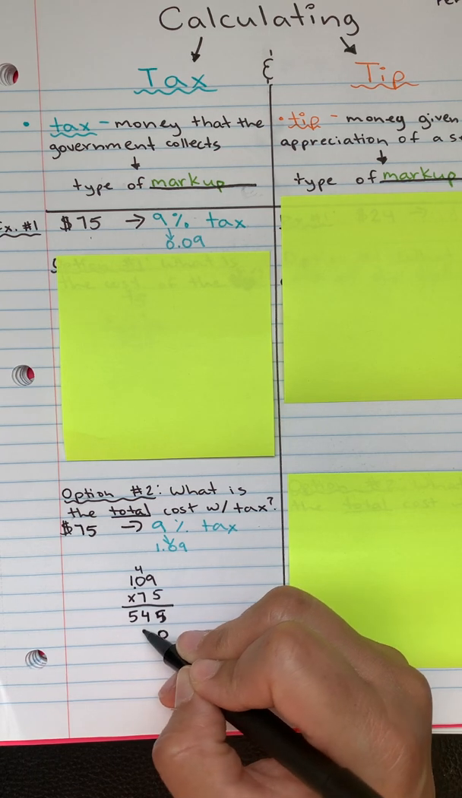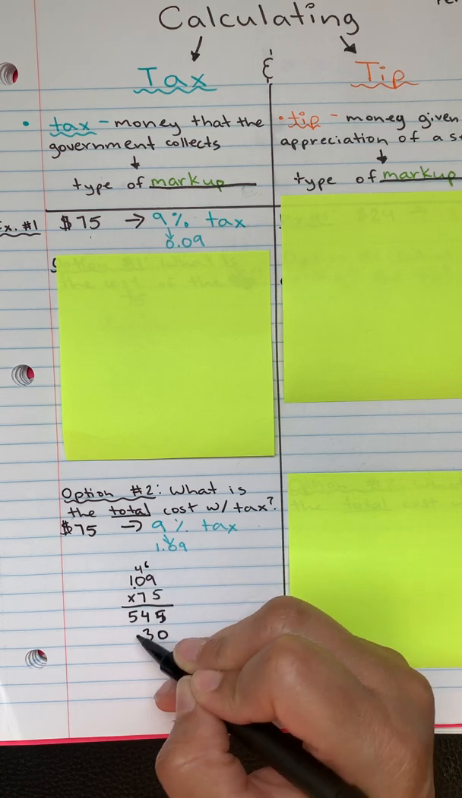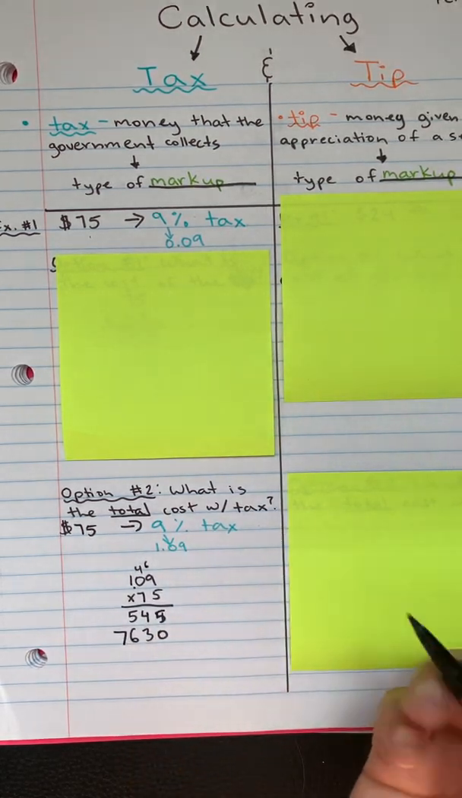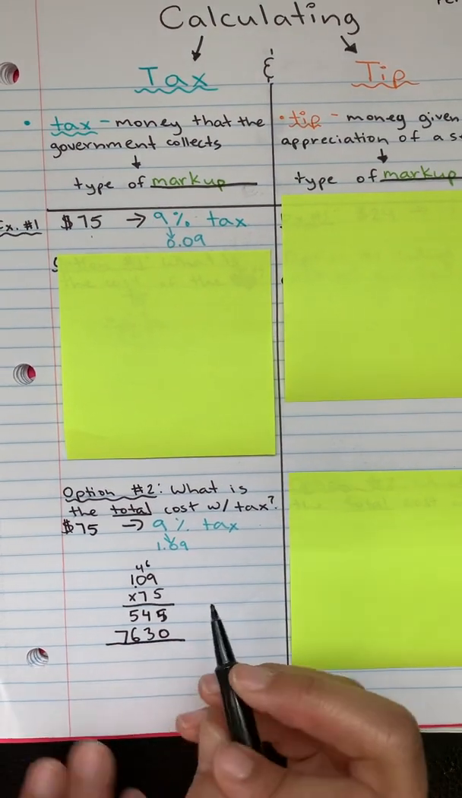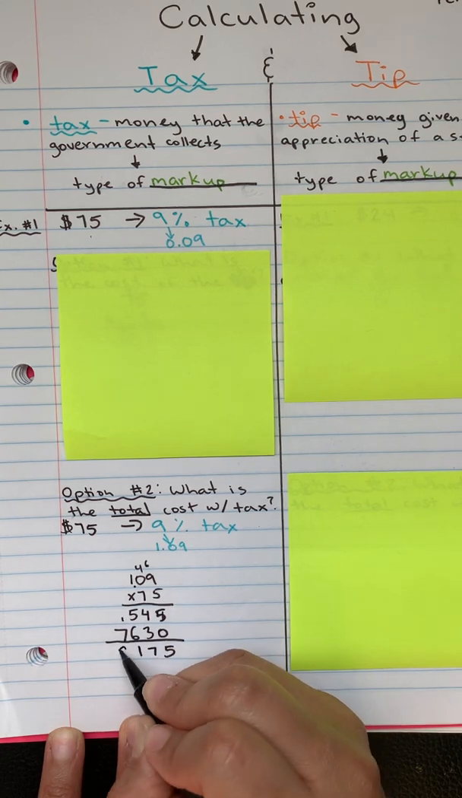7 times 9 is 63. 0 times 7 is 0. I'm going to go ahead and add my 6. And 1 set of 7 is 7. Okay, I'm going to go ahead and find the sum of those products, which gives me this answer.